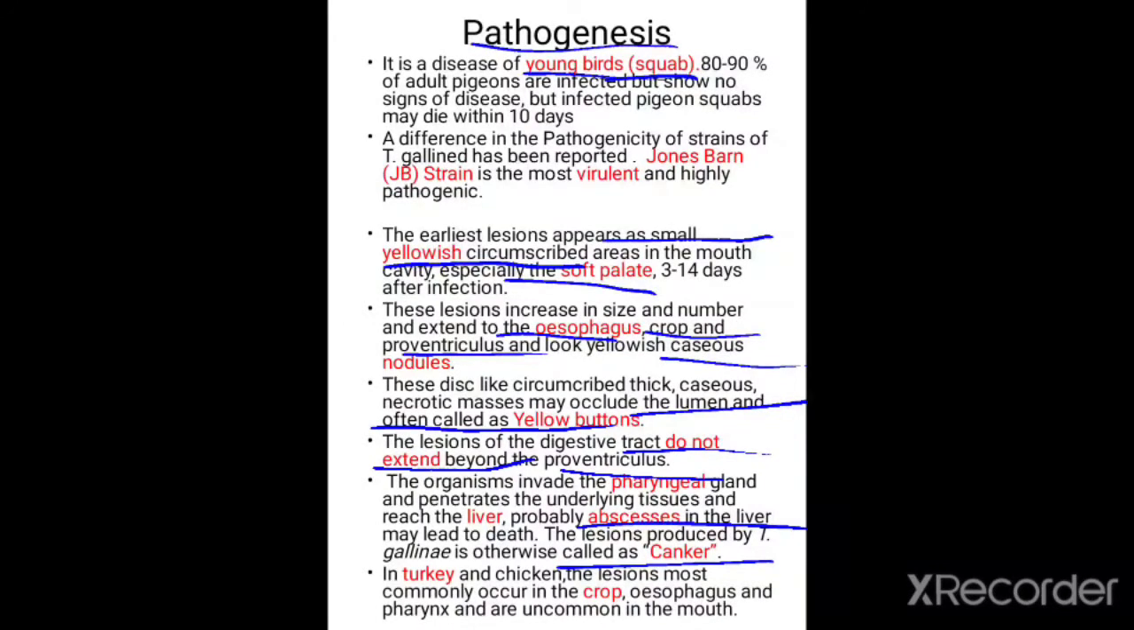The organism invades the pharyngeal gland, penetrates the underlying tissue, and reaches the liver, where it causes abscesses in the liver, which may lead to death. The lesions produced by Trichomonas gallinae are otherwise called cankers.